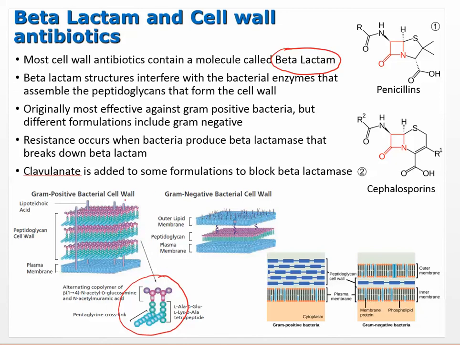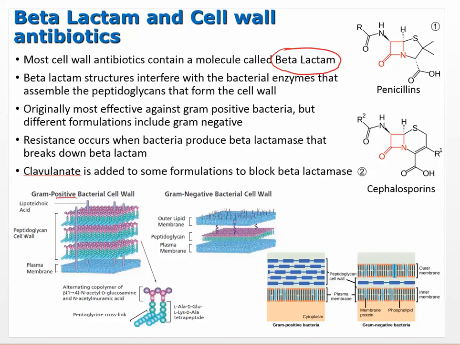Now we can see here, this is a better picture than I drew earlier. This is a gram-positive. See how thick the cell wall is? And this is a gram-negative, which barely has any of this peptidoglycan layer. That's what this shows as well, the blue down here, the peptidoglycan layer. So a lot of these drugs initially only worked on gram-positive, but they've changed the formulations a little bit, so they now have an effect on gram-negative as well. Originally most effective against gram-positive, but different formulations include gram-negative.